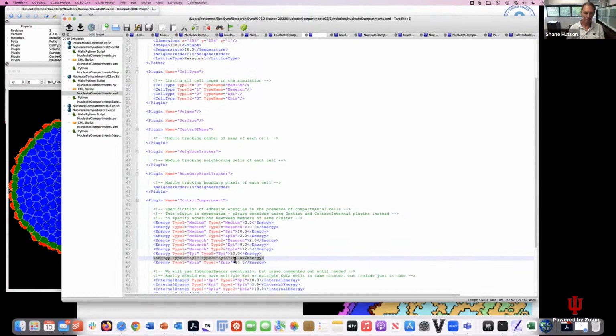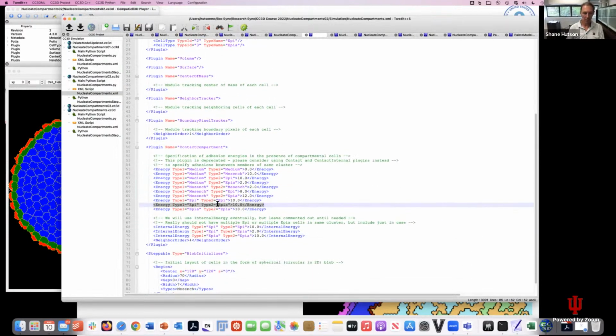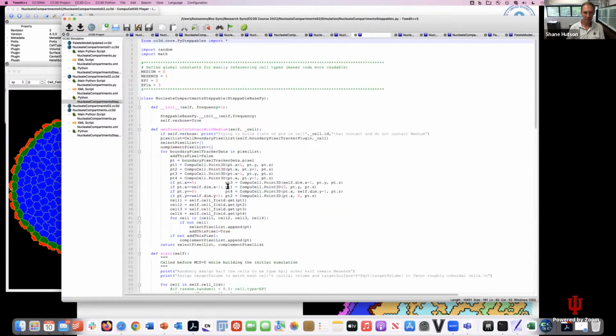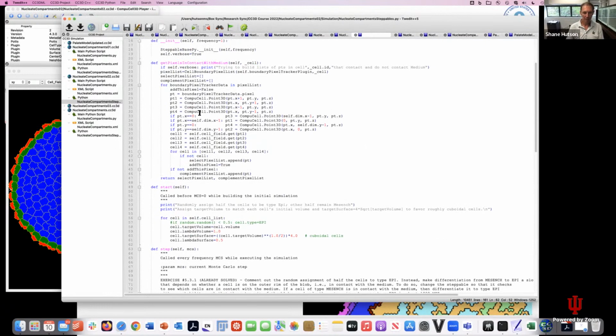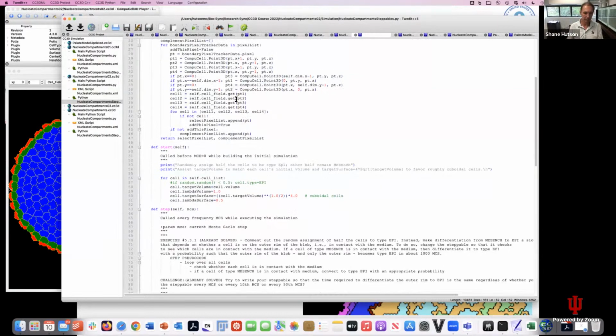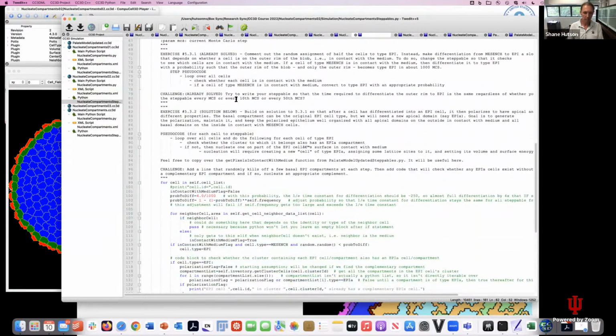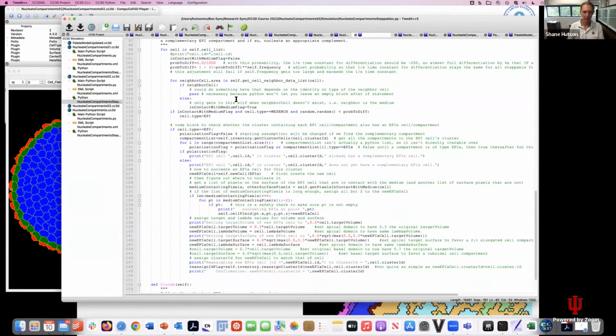We made a new cell type. We gave it the appropriate contact energies. And then in the Steppable file, we had this function before, get pixels in contact with medium. So I won't go through that in detail, but it's a nice thing to be able to get the pixels that belong to a particular part of the boundary. And what do we do down here now?